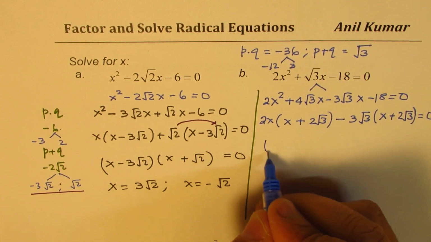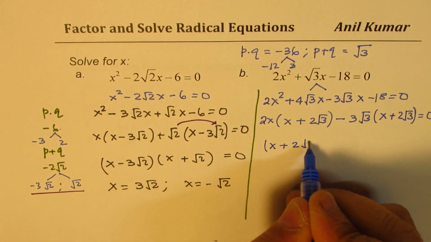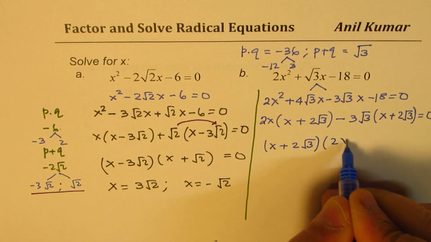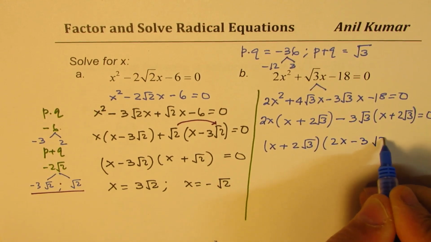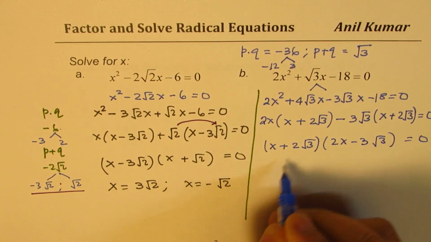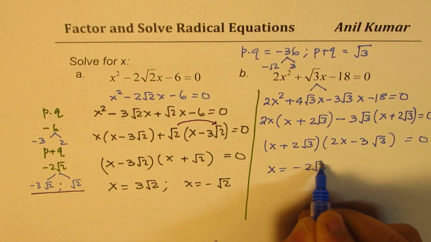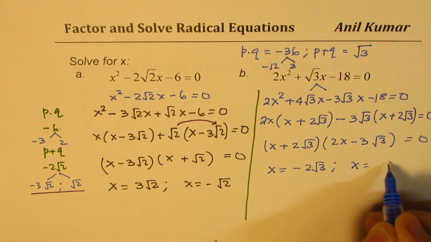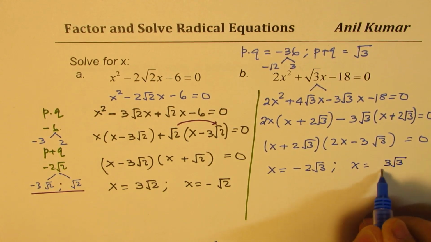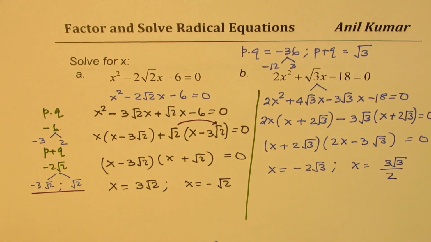So now we can take x plus 2 square root 3 common. So we are left with 2x minus 3 square root 3 equals to 0. That gives you a solution of x equals to minus 2 square root 3, and this gives you a solution of x equals to 3 square root 3 over 2. You see how we get these solutions? That is how you can figure out these solutions of such radical square root type equations.